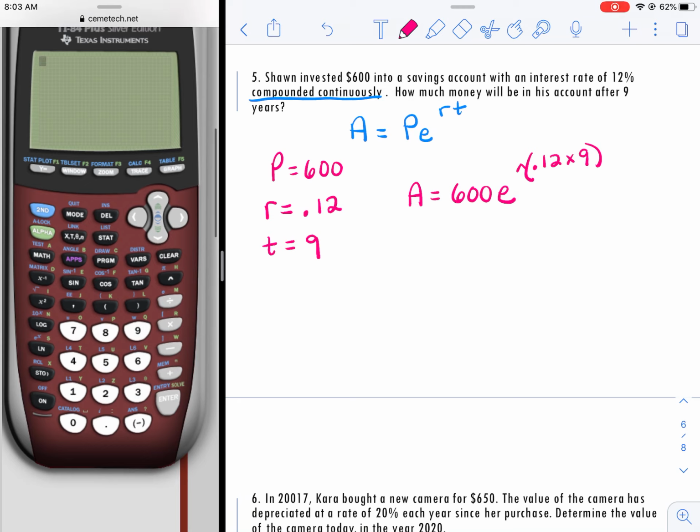On the calculator, you're going to type 600. If you hit second and then the LN button, which is above the on button, it will type E on your screen and it will automatically raise E to the power. And then just type in 0.12 times 9 and hit enter. And your answer is $1,766.81.